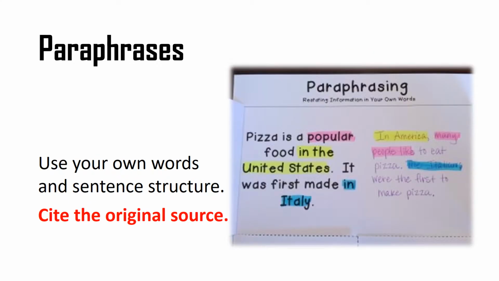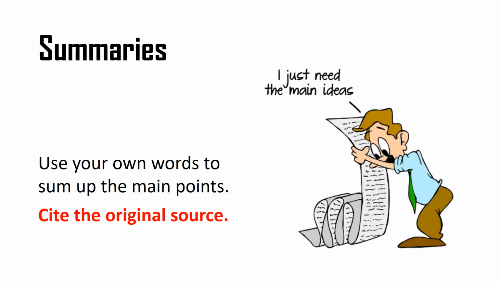Paraphrases. When you use the ideas from a source, but express them in different words, you must cite the original source. Summaries. When the idea you are using in your argument is a summary of the main points you have read, you must cite the original source.